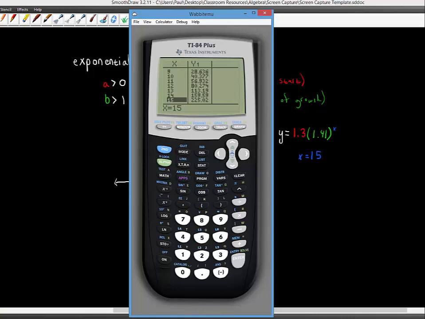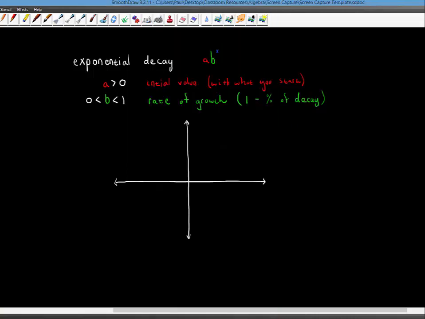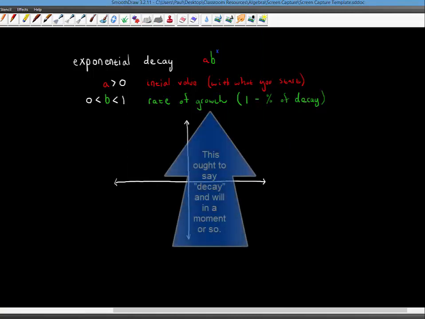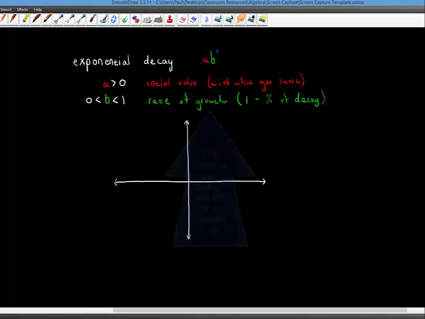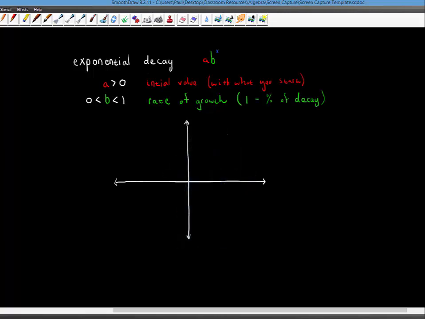when x is 15 minutes. Alright, and now I've changed the template to represent exponential decay. Here a is still greater than 0, but now b is going to be somewhere between 0 and 1, because remember that reflects the graph across the y-axis, and now we're decreasing as we move from left to right instead of increasing. And this is usually modeled with 1 minus the percent of decay.